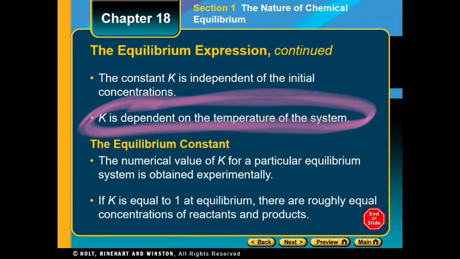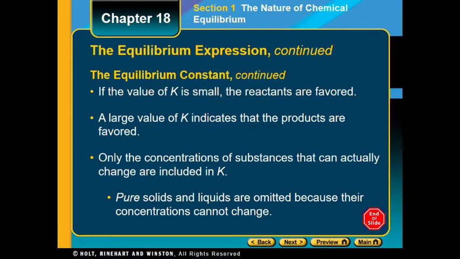If K is equal to 1 at equilibrium, there are roughly equal concentrations of reactants and products. So again, that's if it's equal to 1. If the value of K is small, the reactants are favored. So if K is less than 1, then we're going to favor the reactants. If K is greater than 1, then the products are going to be favored.